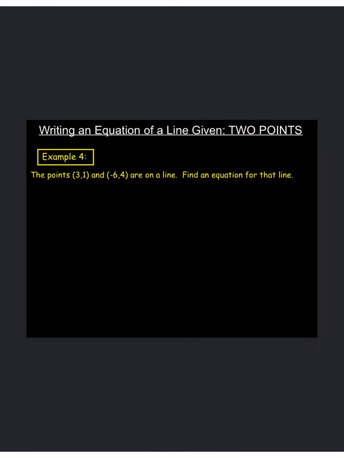Let's look at the next type of problem. What if I give you 2 points on the line? So if I were to graph these, I'll just sketch a graph here. We got 3, 1 would be like right here, and negative 6, 4 would be like right here. What's the equation of that line that goes through those 2 points?